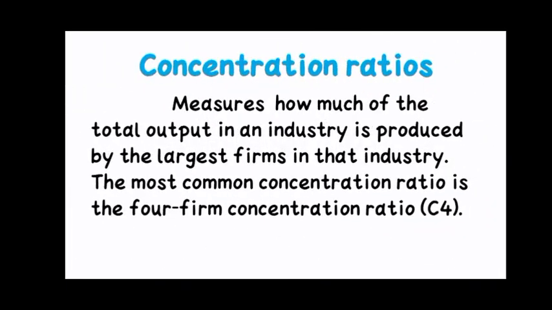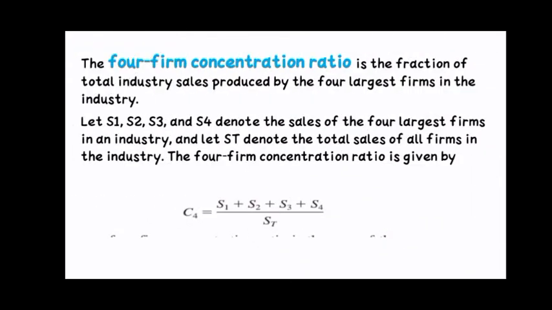Under industry concentration, here is concentration ratios. It measures how much of the total output in an industry is produced by the largest firms in that industry. It has two classifications: the four-firm concentration ratio and the Herfindahl-Hirschman Index. The most common concentration ratio is the four-firm concentration ratio, or C sub 4. The four-firm concentration ratio is the fraction of total industry sales produced by the four largest firms in the industry.